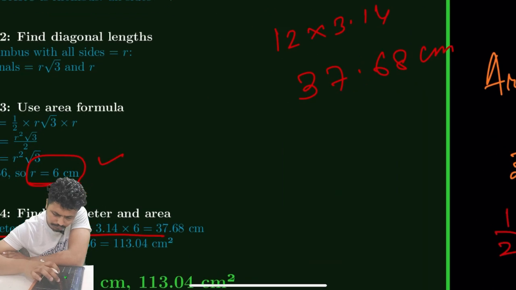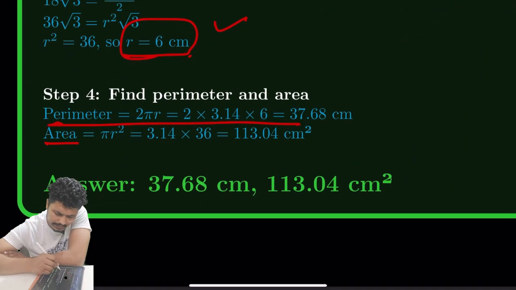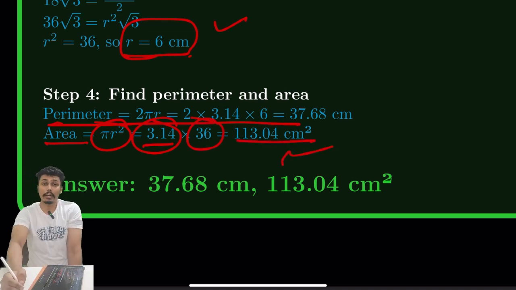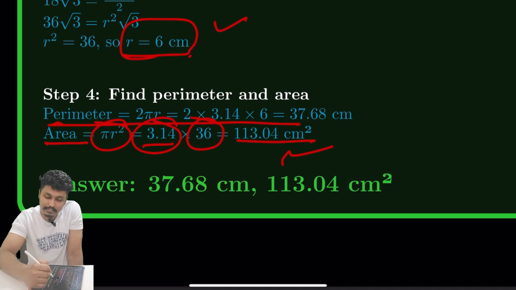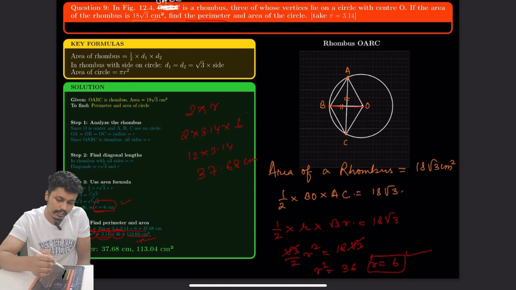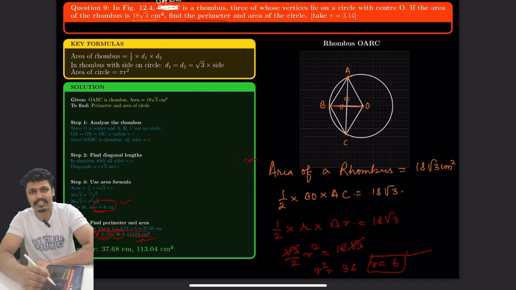Similarly, the area is pi r square. Pi is 3.14 and r square is 36. If I multiply, I'll get this answer. I hope you understood this. So what is the complicated part here? It is about the rhombus. Shall we discuss?